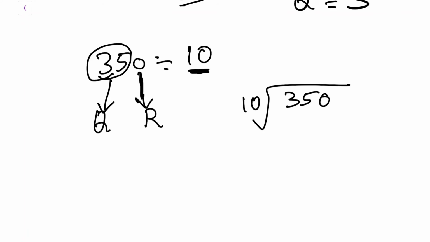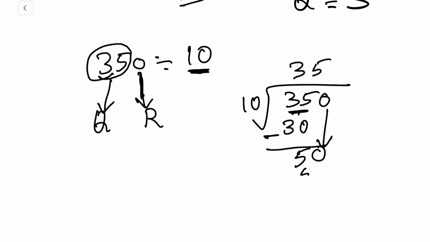350 divided by 10. Let's take 35 because 3 is too small. You can take 35. 10 into 3 is 30. We can't take 10 into 4 because it is more than 35. So 10 3s are 30. 35 minus 30 is 5. Bring your 0 down. 10 into 5 is 50.